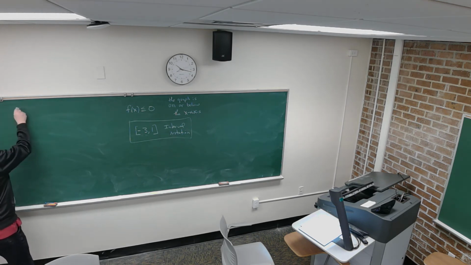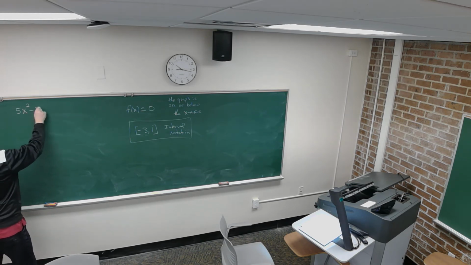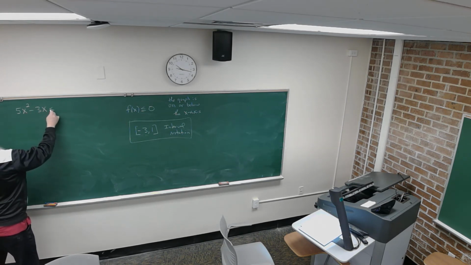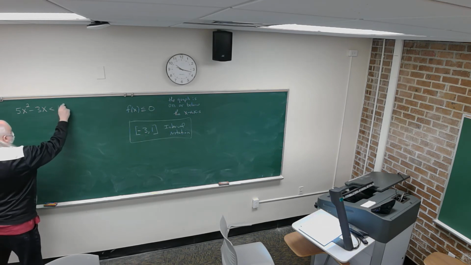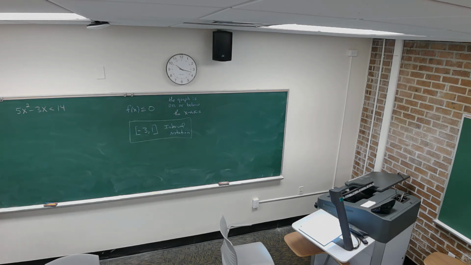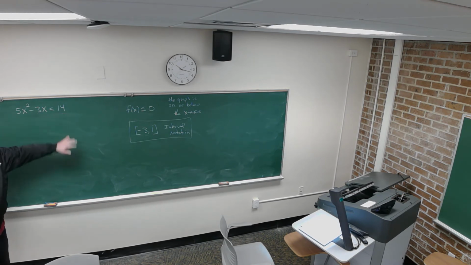So we have the polynomial inequality, 5x squared minus 3x is less than 14. And this is also going to be called a quadratic inequality. Okay, so I lay out the steps. The first step: we're going to find all the real numbers that we can put in for x so that the value of the left-hand side is less than 14. Okay, that's what we're going to do.